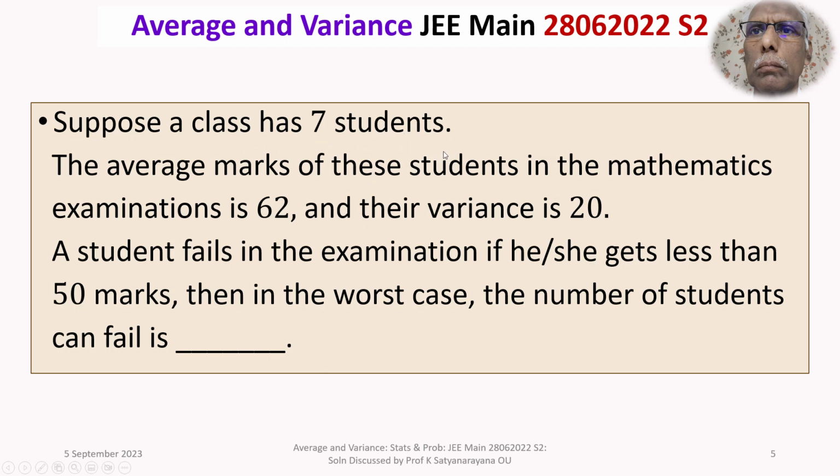it is given, we have 7 students in a class. The average marks of these 7 students in the subject mathematics is given to be 62 and their variance is given to be 20. And it is given the pass mark is minimum 50 marks. So that means if a student gets less than 50 marks, the student is declared to be failed in the examination. Then we are required to find the number of students that can fail the exam.